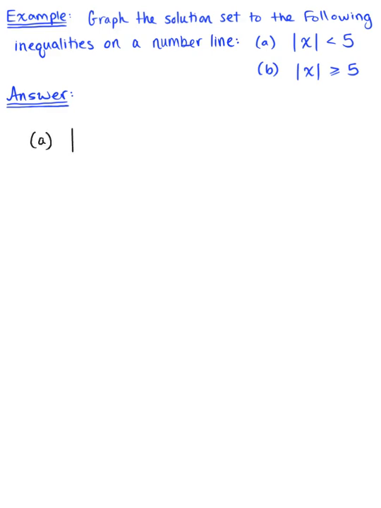Now, we have the absolute value inequality, where we have the absolute value of x is less than 5. So let's recall that by the definition of absolute value inequality, we know that this is equivalent to the regular inequality, where x is greater than negative 5, but less than positive 5. So using this inequality form will help make sketching the solution set a little easier.